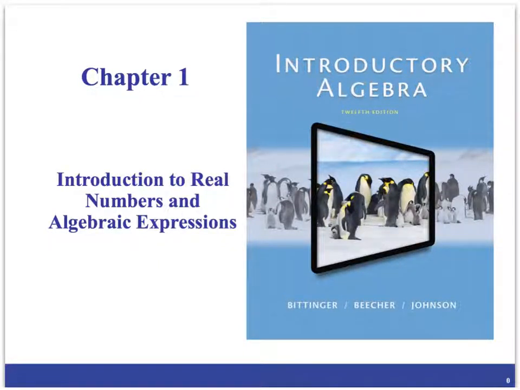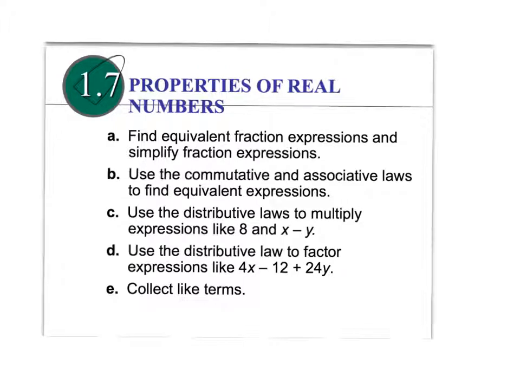Okay, we're moving on. We're in 1.7. We're looking at properties of real numbers. It says find equivalent fraction expressions and simplify fraction expressions. Use the commutative and associative laws to find equivalent expressions. That means things that are equal. Use distributive laws to multiply expressions like 8 times x minus y. Use the distributive law to factor expressions like 4x minus 12 plus 24 and collect like terms.